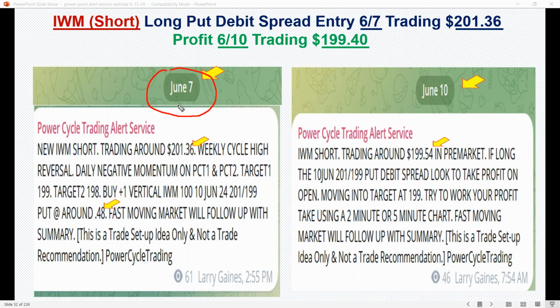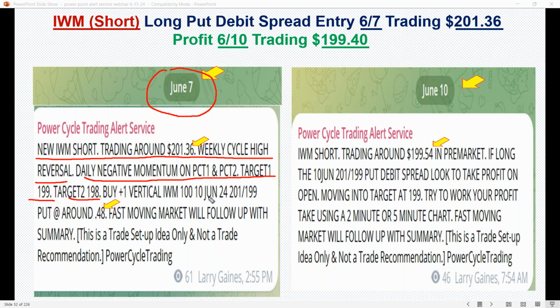So I wanted to keep it very short-term duration to keep the risk super low. So I made this a short duration trade. It says new IWM short was traded at 201.36, weekly cycle high reversal, daily negative momentum on cycle 1 and 2, target 199, second target 198. So you could have done your own thing, or you had the option to do this trade.